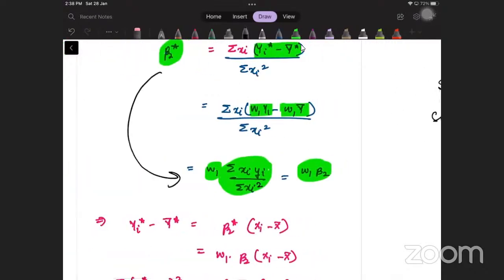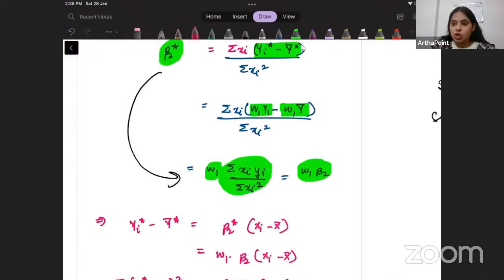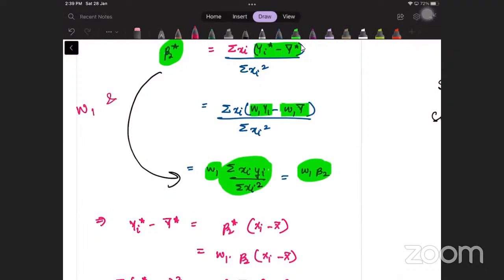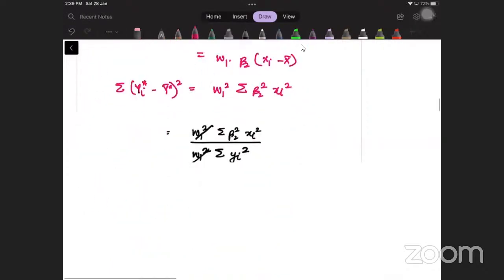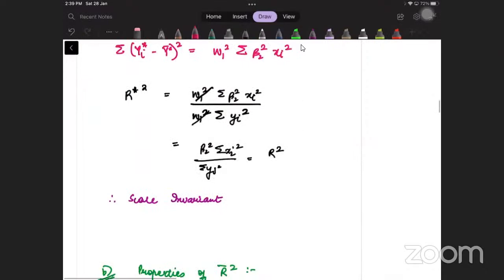This is important. Similarly, in your notes, you will see that I have scaled both y and x by different factors. I have scaled y by w1 and I have scaled x by w2. And then you have to go ahead and see what happens to beta 2. So it will come something like this. But you have to check how the scale changes as you scale both x's and y's. You need to know the scale invariant property of each one.